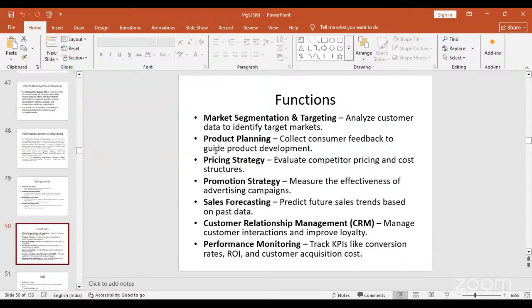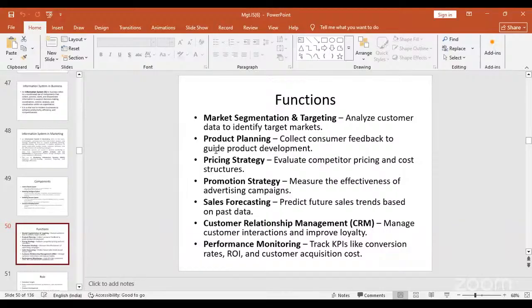Then product planning is also a function of marketing information system. What is product planning? That is collecting the consumer feedback to guide the product development. What product the consumers, the customers, need. According to the feedback, they will improve their product or develop their product towards capturing the customers.